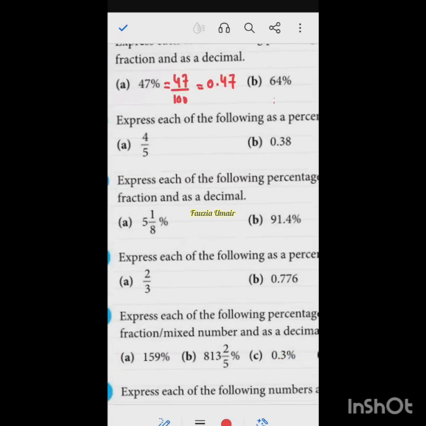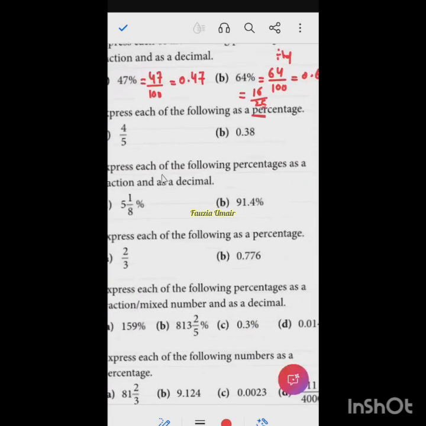4 by 5. Ma'am, 5, we can multiply it with 20. Very good. Multiply it with 20, because we need to change into percentage. So this is 80 by 100. So what is the percentage? 80%. Excellent.